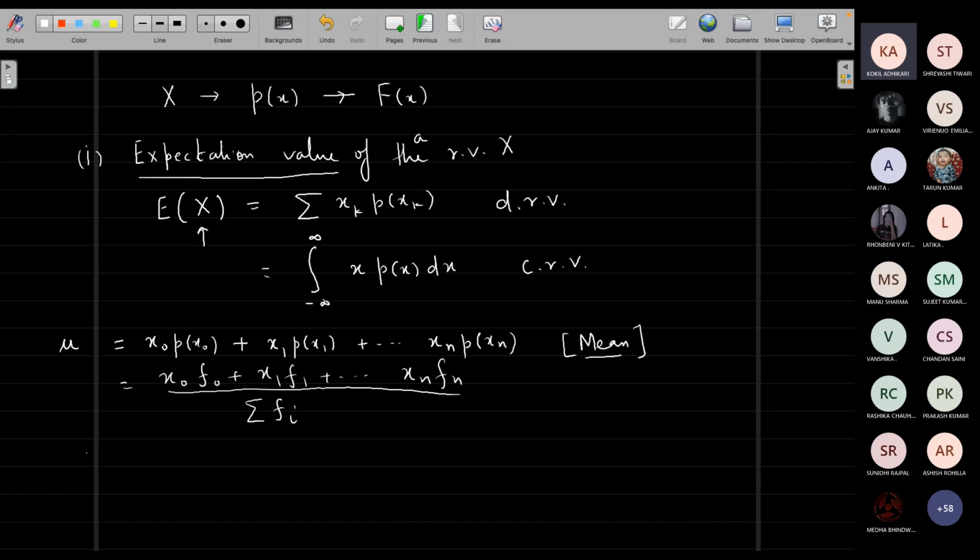The other quantity which becomes very important from the experimental point of view is what we call the variance of a random variable, which we define as, can somebody tell me what they generally understand when I use the word variance? It is denoted by sigma square. Sir, it is the square of deviation from the mean.